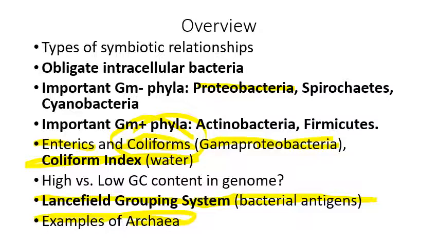And so if you have enterics, these are members of a class within the proteobacteria called the class gamma proteobacteria. And if you take those enterics and it turns out that they can ferment lactose, we call them coliforms. And that's important because when you want to assess the purity and the drinkability of water or the suitability of milk for human consumption, you do a test called the coliform index.